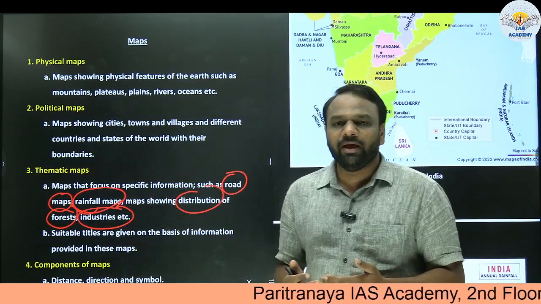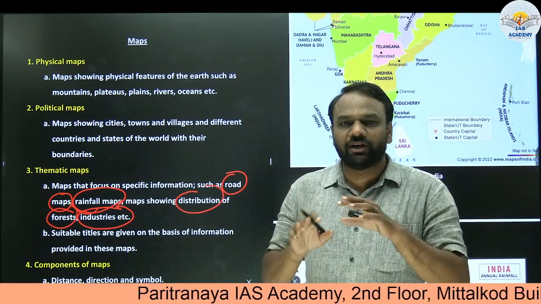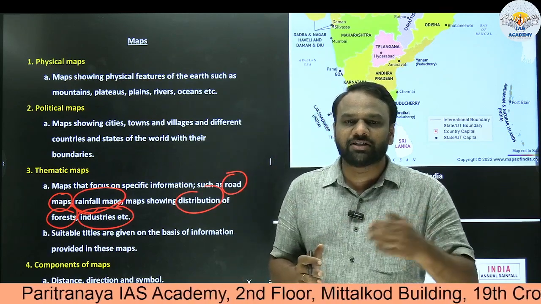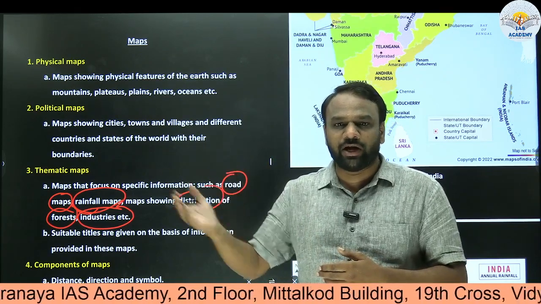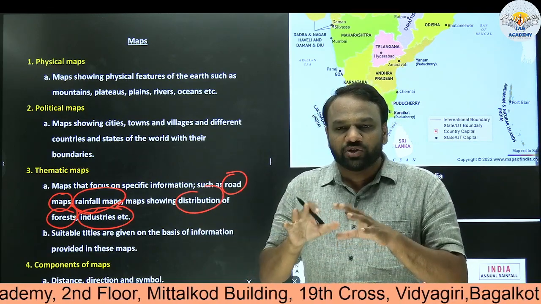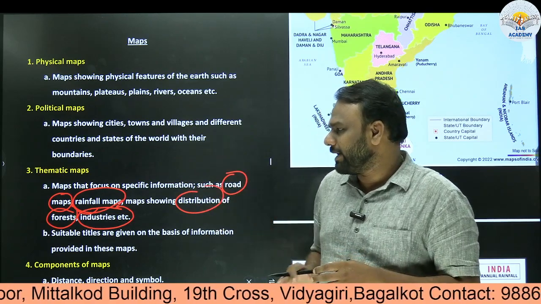For example, on the map we may show the different types of industries and where they are located. Where is iron industry located? Where is steel industry located? Where are coal mines located? Where are gold mines located? Where are diamond mines located? All this information can be presented on a map. Again, such maps are also called thematic maps.